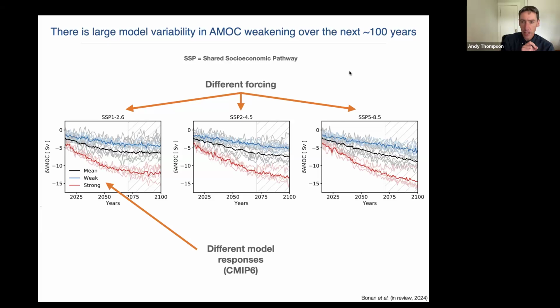And yet if we look at the magnitude of the change in the AMOC, the response to these different forcing scenarios, you can see that there is still a strong range of responses across the different CMIP6 models. And what Dave Bonin, who has led this work, has done here is he's separated out those responses into those models that have a strong response, shown here in red, a moderate response in black, and a weak response in blue. And you can see that these are all pretty similar in all of these different forcing scenarios. So the question is, what is differentiating these models? What's giving them these different model responses?